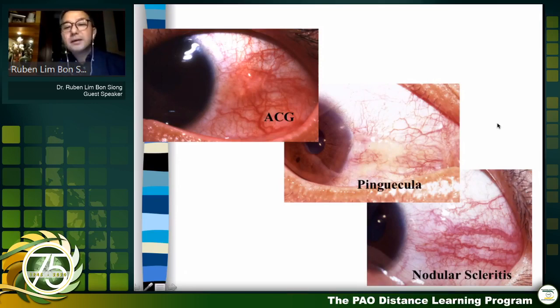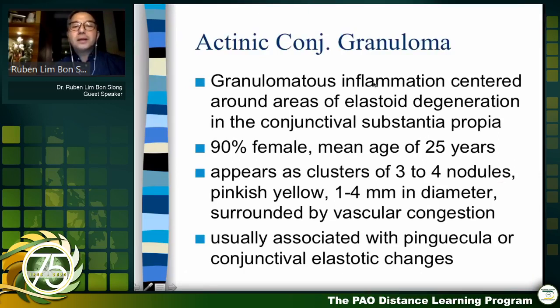For actinic conjunctival granuloma, there is a granuloma, an inflammation centered around areas of elastoid degeneration in the conjunctival substantia propria. That is the histopathological finding. It is 90% female, very common in young females with a mean age of 25. This is based on the publications of Dr. Valenton. It appears as clusters of 3 to 4 nodules.